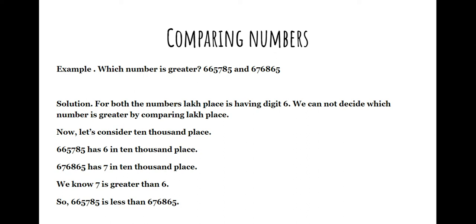For example, which number is greater? Solution. For both the numbers, lakh place is having digit 6. We cannot decide which number is greater by comparing lakh place. Now, let's consider 10,000 place. In the first number, 6 is in 10,000 place and in the second number, 7 is in the 10,000 place. We know 7 is greater than 6, so the first number is less than the second number.